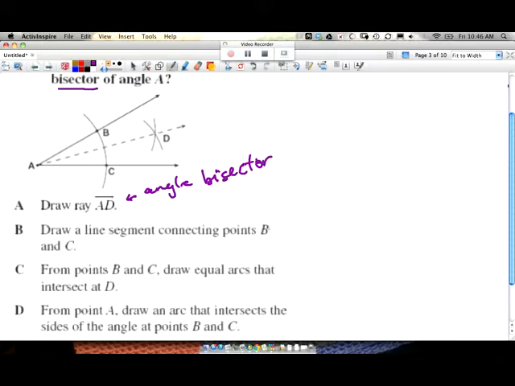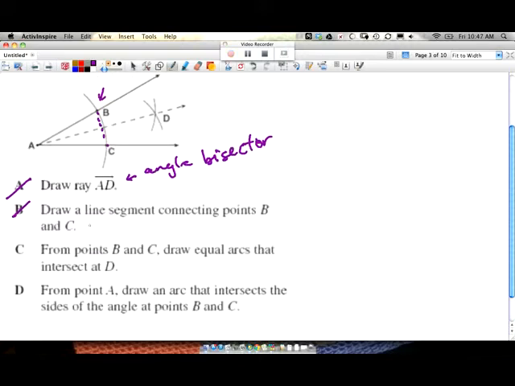Okay, so draw a line segment connecting points B and C. Well, that's not even done. There is no line segment connecting points B and C, so that's out. From points B and C, draw equal arcs to intersect at D. Well, that looks like it happened. In other words, they took an arc here and then drew this arc there. They took an arc from B and drew that arc there, and then they got this intersecting point.